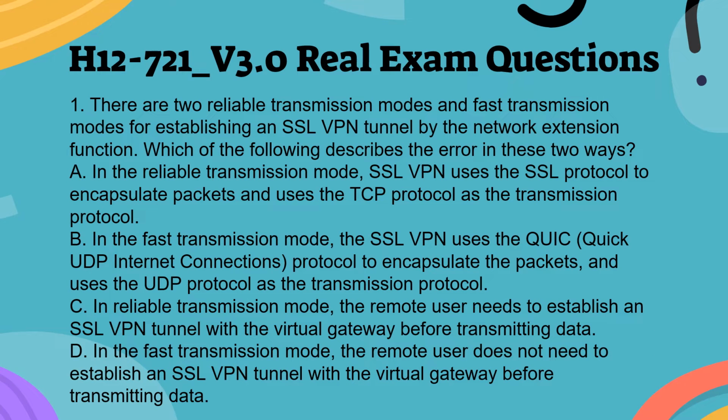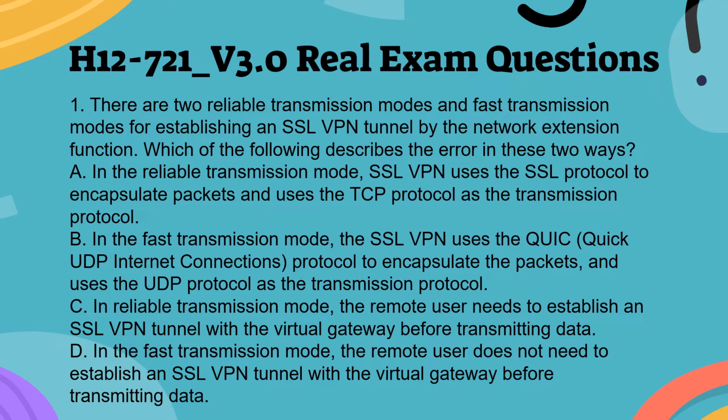1. There are two modes, reliable transmission and fast transmission, for establishing an SSL VPN tunnel by the network extension function. Which of the following describes the error in these two ways? A. In the reliable transmission mode, SSL VPN uses the SSL protocol to encapsulate packets and uses the TCP protocol as the transmission protocol. B.